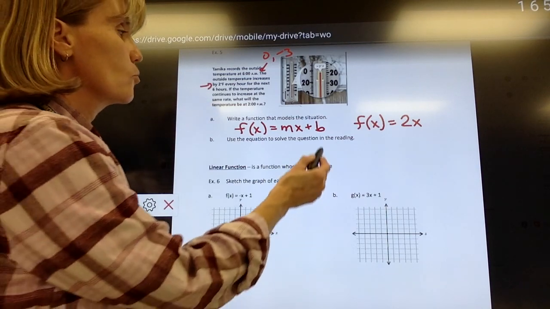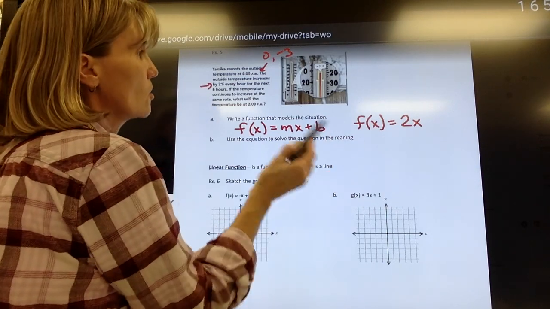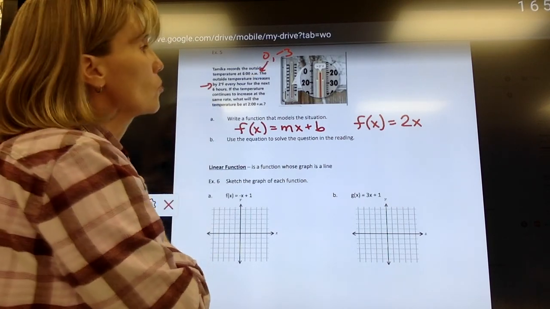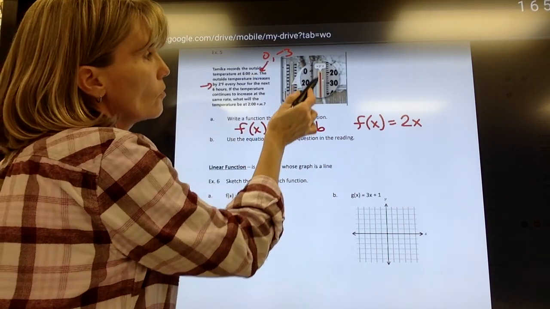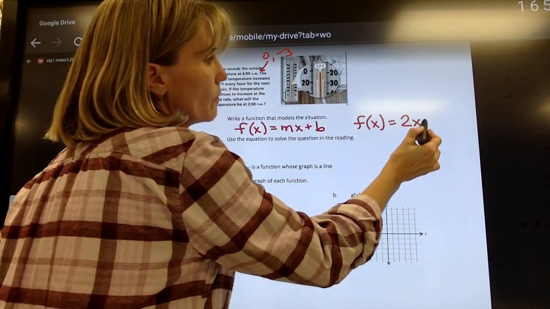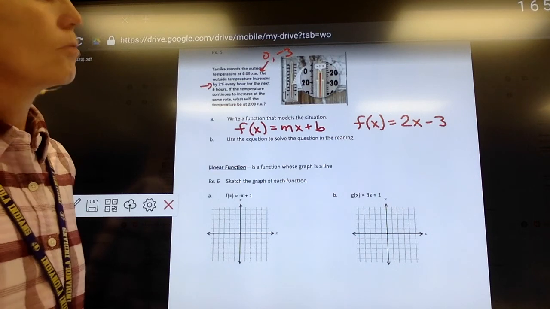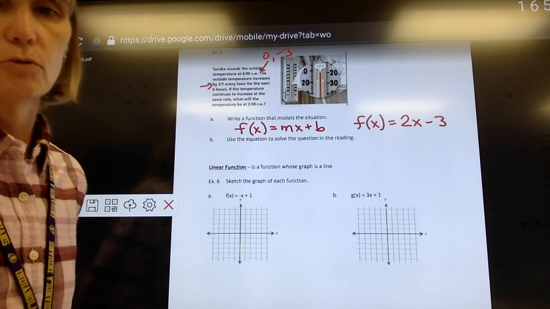And then the b value is where it crosses the y-axis. Where did it start? At 0 hours, before any time had passed, what was the temperature? What was the starting temperature? Well, we could read the graph here. It was at negative 3. So my rule or my model or my function is going to be f of x equals 2x minus 3.